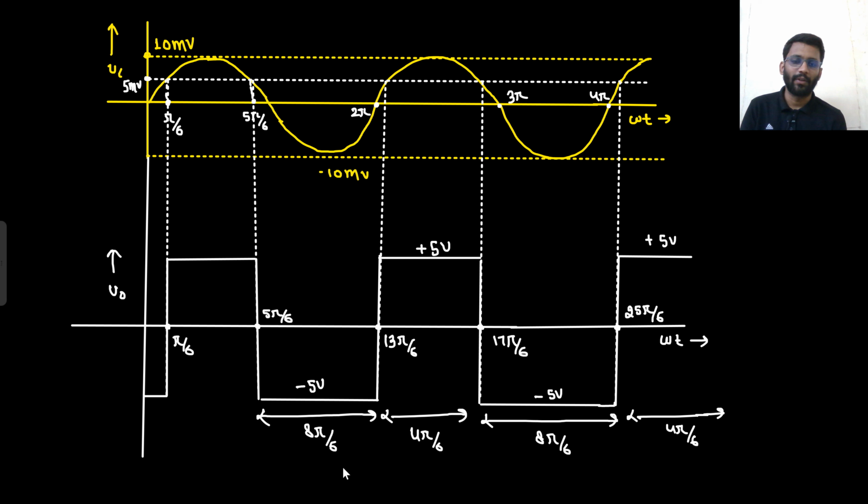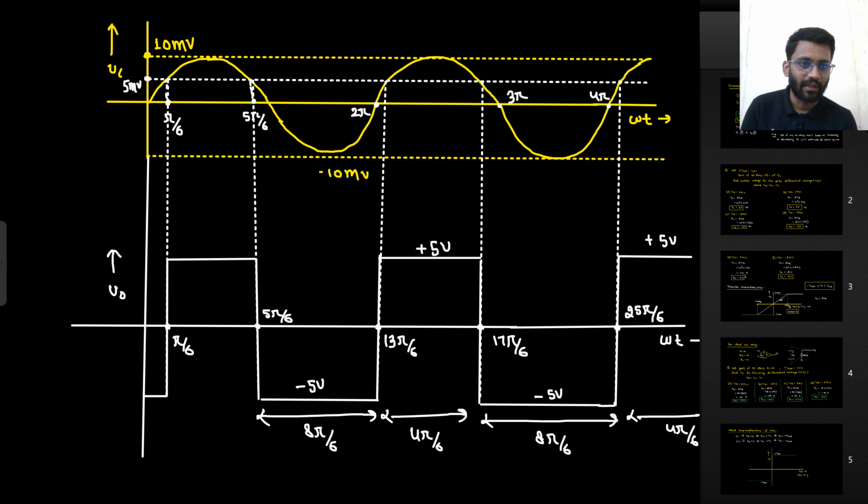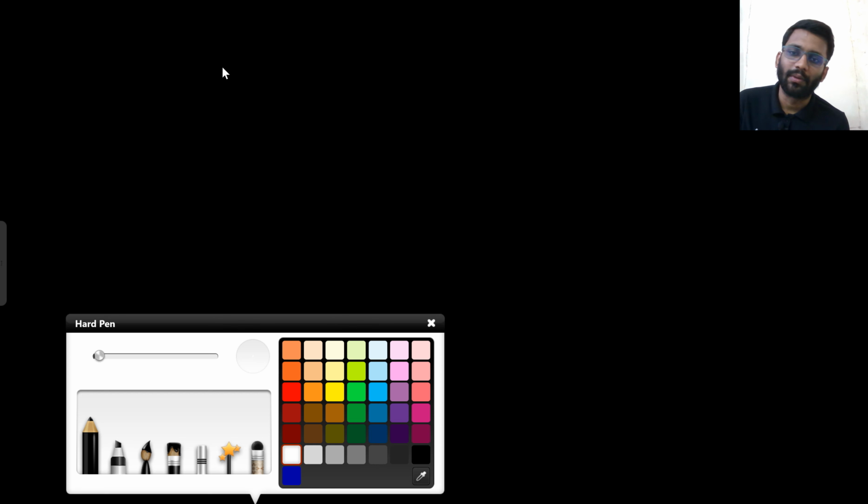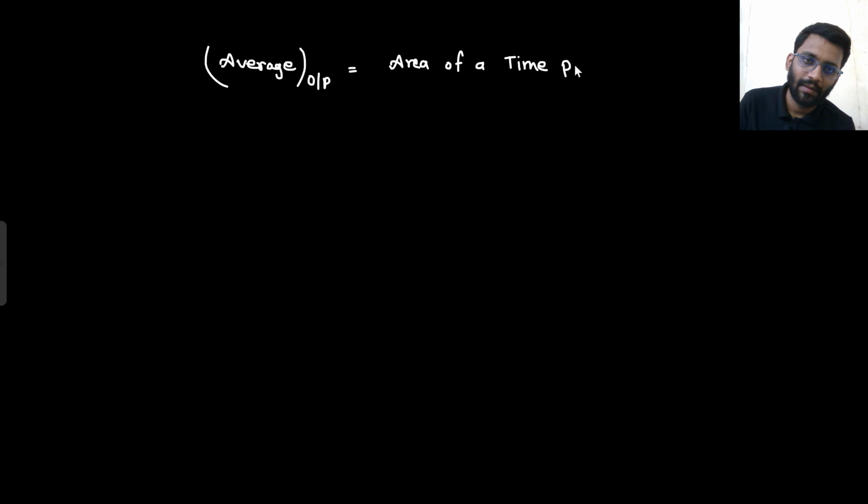You need to find the average value. What do you mean by average value? Area divided by time period. So area of a period divided by time period. Let me add a page. So average value of output is the area of a time period divided by time period. I told you to remember this thing. Area by time period is the average.